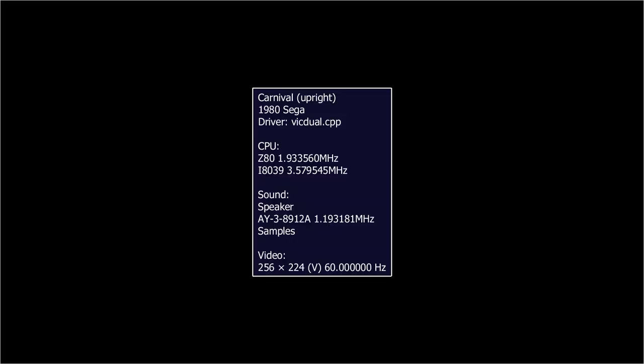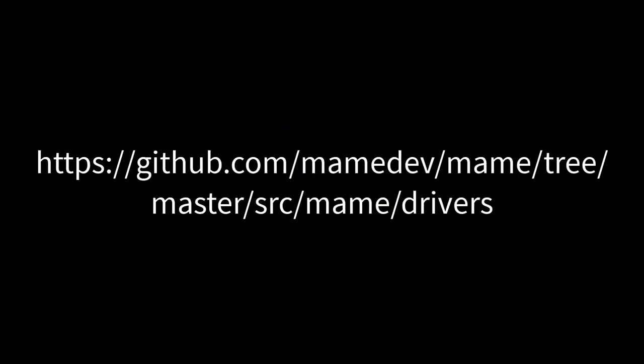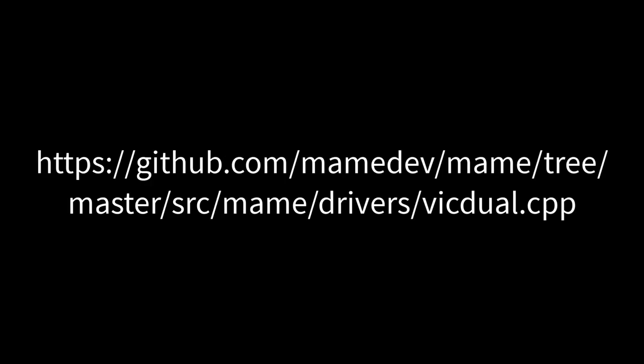Now you can see when we start MAME with the game name, in this case Carnival, that it says on the third line from the top, driver vicdual.cpp. You're going to want to remember that name because we're going to use that to look up the information about the ROM layout in the MAME source code. Now you're going to have to take your web browser and go to this address, https://github.com/mamedev/mame/tree/master/src/mame/drivers, and then we are actually going to append a slash and that driver name that we just looked up. So in this case, we're going to add /vicdual.cpp.